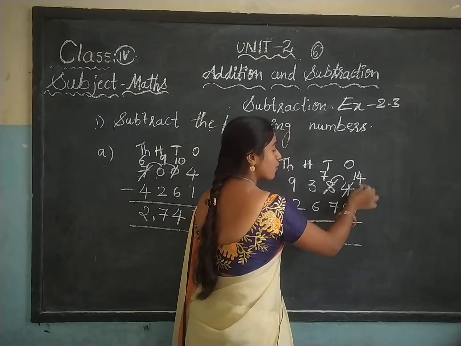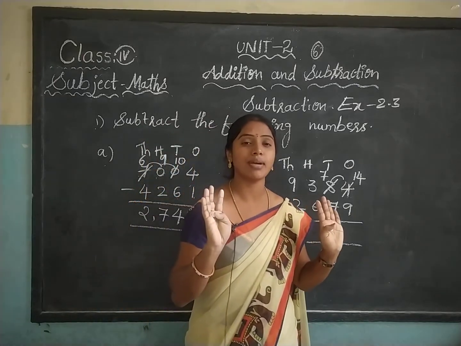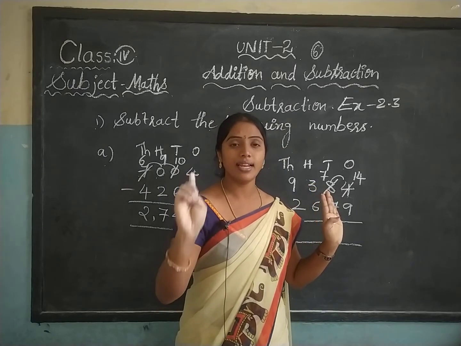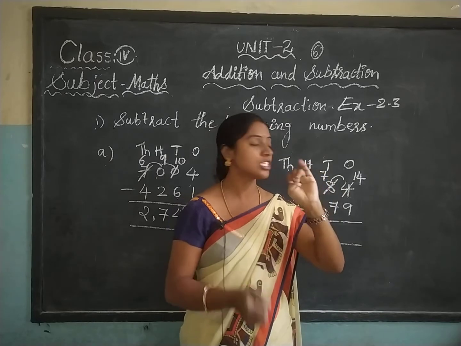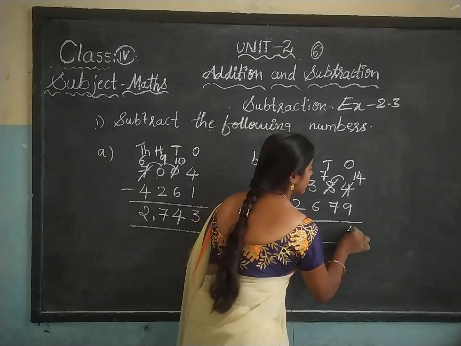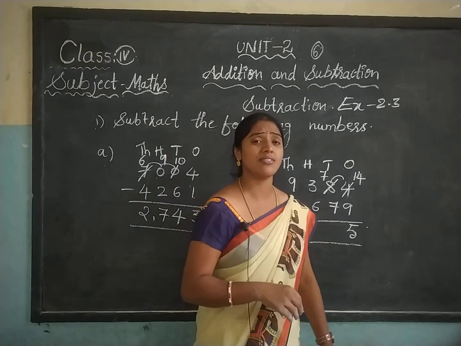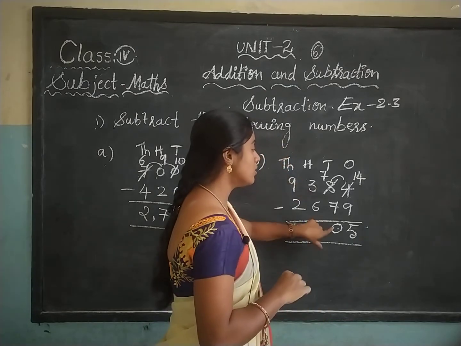Okay children, 14 minus 9. You should count 14 minus 9. How much 14 minus 9? How much 14 before? 13, 12, 11, 10, 9, 8, 7, 6, 5. How much? 5 it will get. Okay, next tens place. 7 minus 7. 7 minus 7 how much? Is 0. 7 minus 7 is equal to 0.